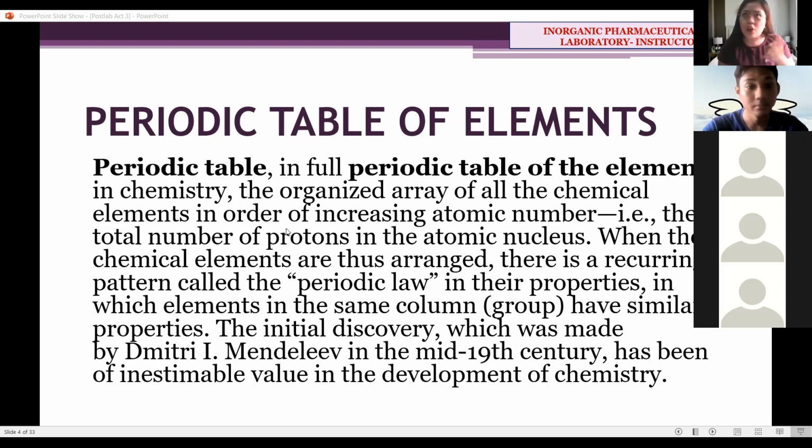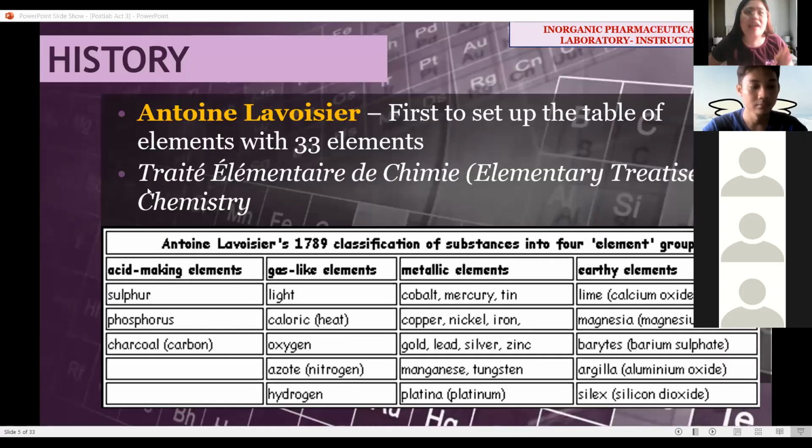Periodic law, we will also discuss that one especially in this lecture. But the one that is being credited for the periodic table most of the time is Dmitri Mendeleev. But if we discuss the history of the periodic table, there are actually a lot of names who contributed to the current modern periodic table. But it all started with Antoine Lavoisier. He was a scientist, the first one to set up a table with 33 elements.